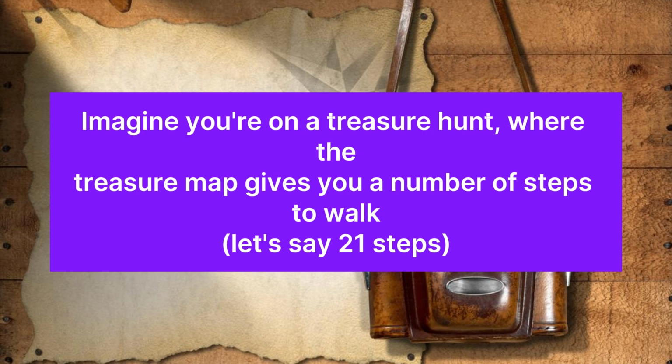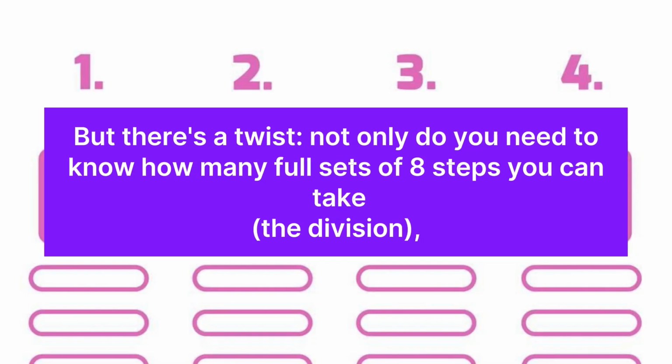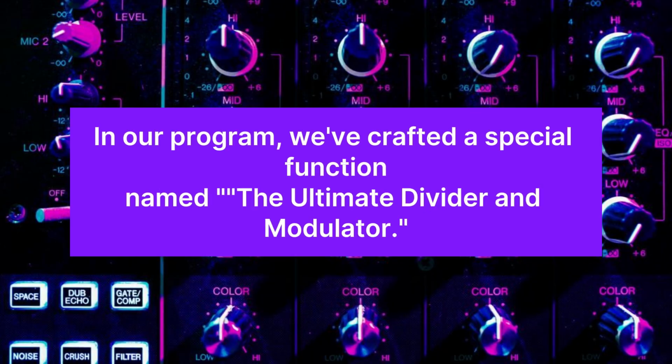Imagine you're on a treasure hunt, where the treasure map gives you a number of steps to walk, let's say 21 steps, and then instructs you to divide these steps by a certain number, in this case, 8 steps to find the X marks the spot. But there's a twist. Not only do you need to know how many full sets of 8 steps you can take, the division, but also how many steps you'll have left over, the modulus, to take a final, smaller step to reach the treasure. In our program, we've crafted a special function named the ultimate divider and modulator.